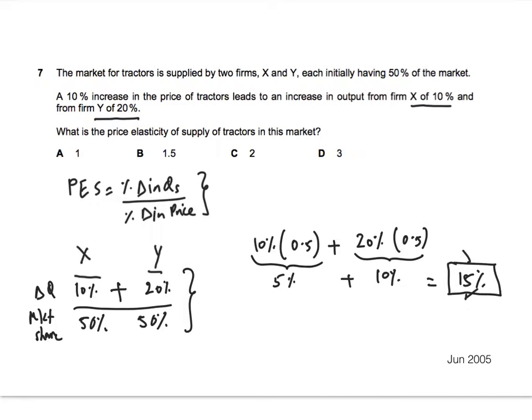Now we'll put this in this formula. So my PES will now be 15%, which is percentage change in quantity supplied, divided by percentage change in price, which is simply 10%. It will come out to be 1.5. So the right answer for this question is B, 1.5.